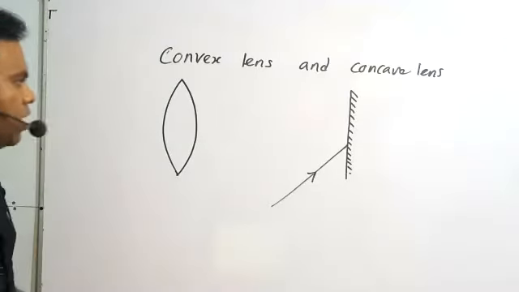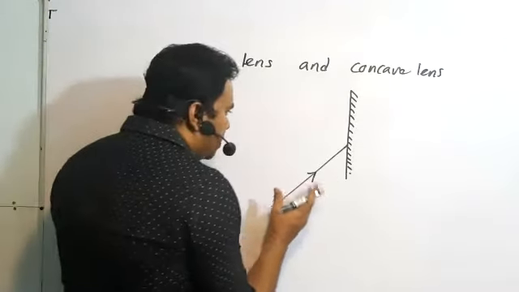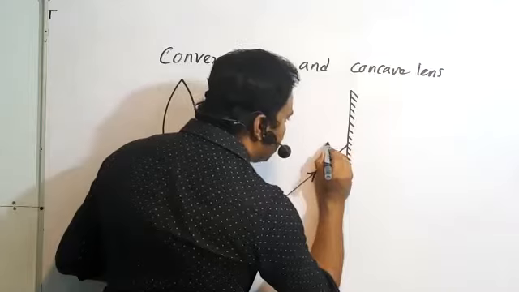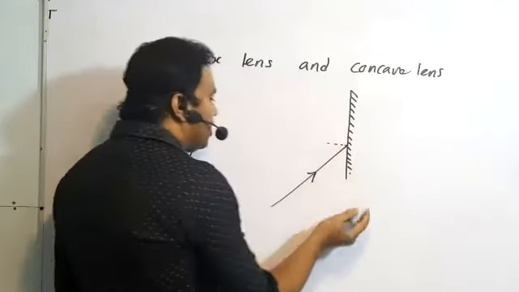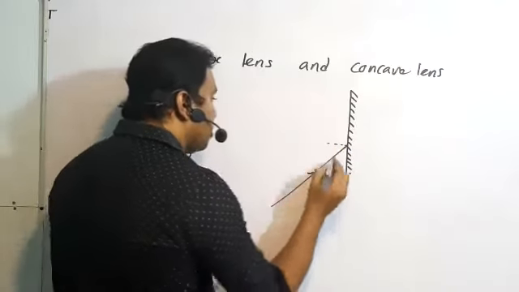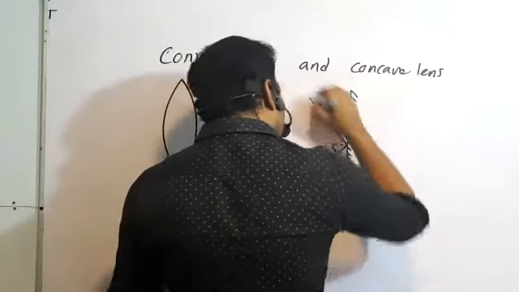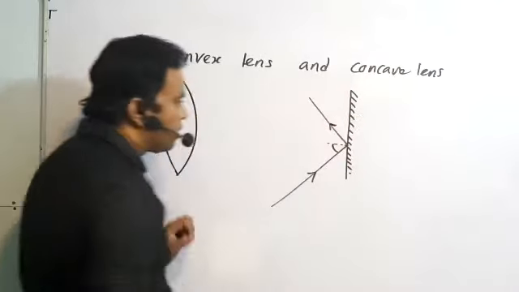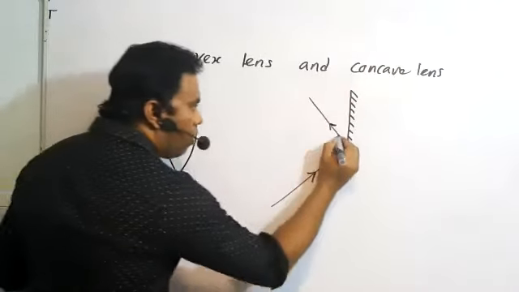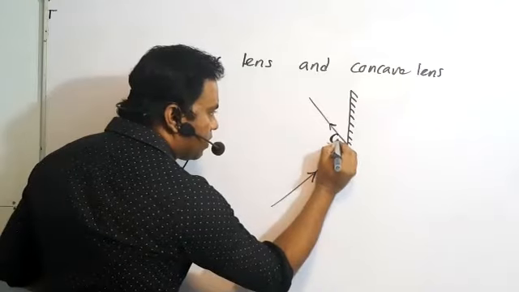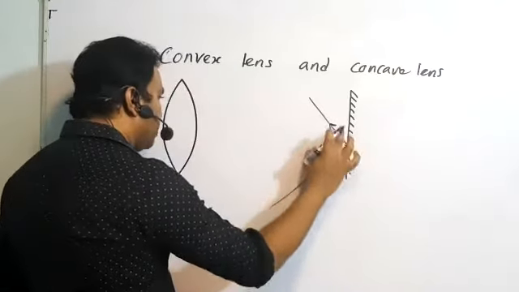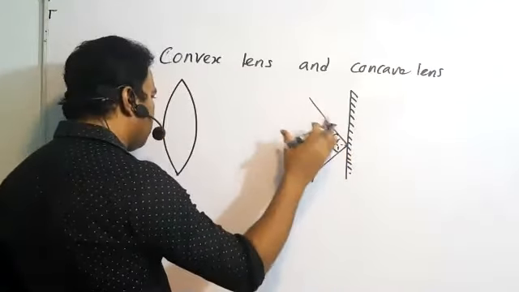Okay, what happens when a light ray strikes a shiny surface? You learned that in the lessons of reflection. So this light ray starts to reflect according to the law that the angle of incidence equals the angle of reflection. So that's what happens: reflection.